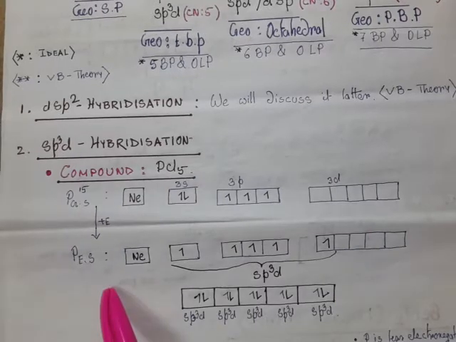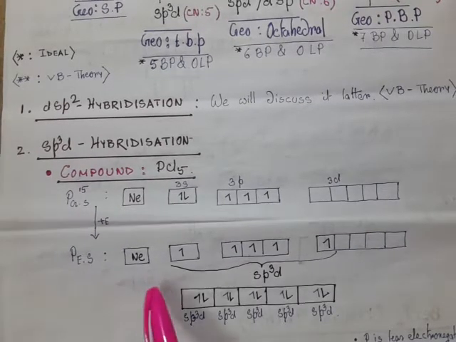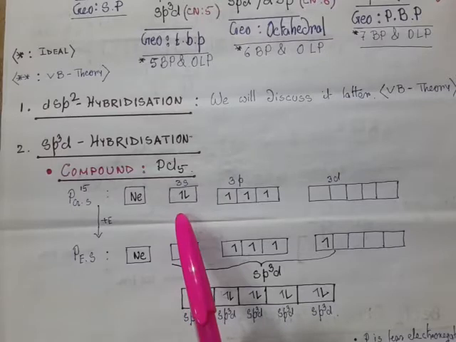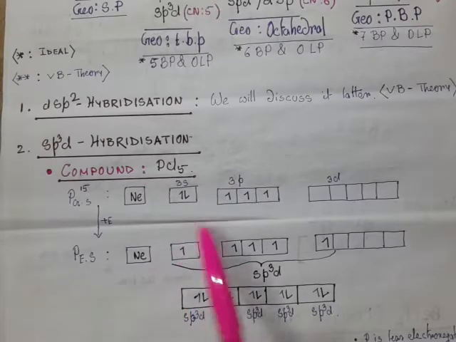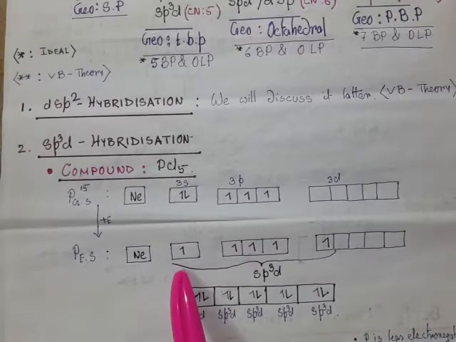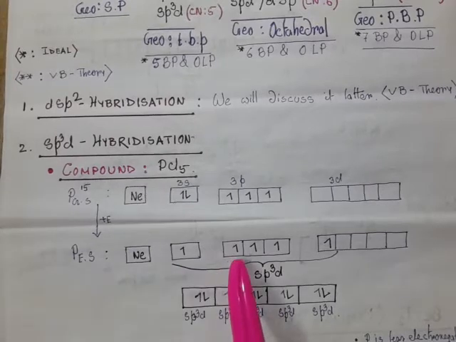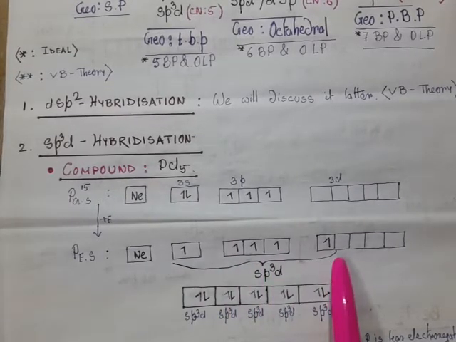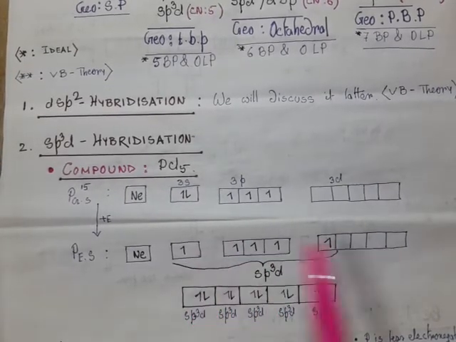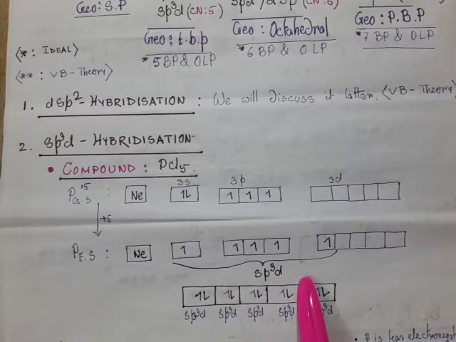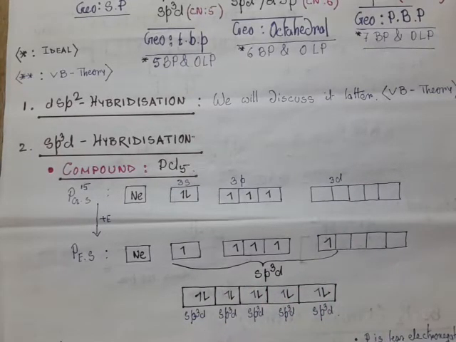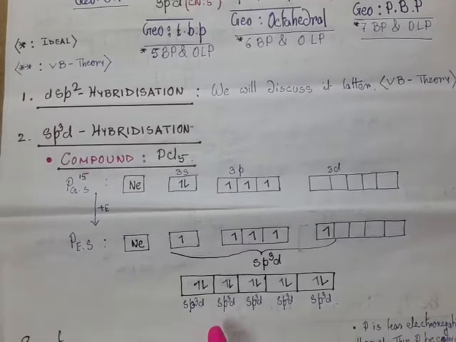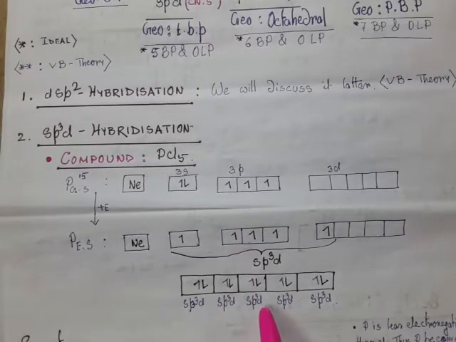Now about the excited state electronic configuration of phosphorus, neon. One electron is excited from 3s to 3d. So you have 3s1, 3p3, 3d1. So by the combination of 3s, 3p and 3d, you have sp3d hybridization. So now the newly produced orbital is a hybrid orbital known as sp3d orbital, and each of these orbitals is considered to be sp3d hybridized.